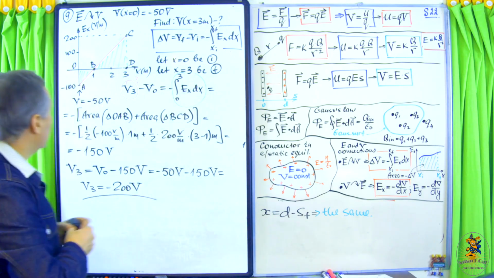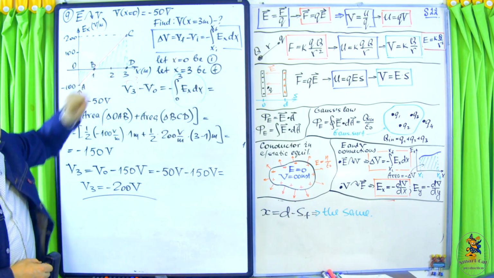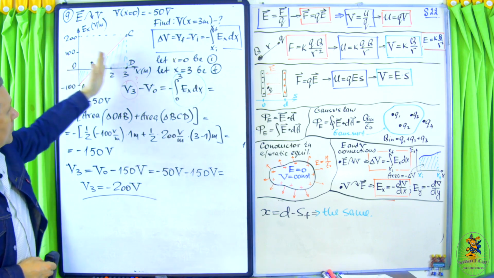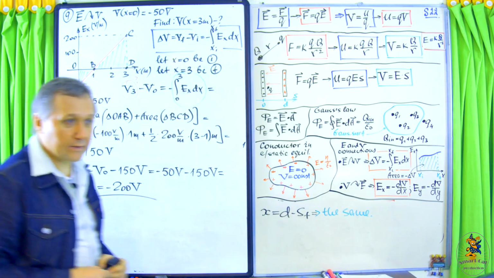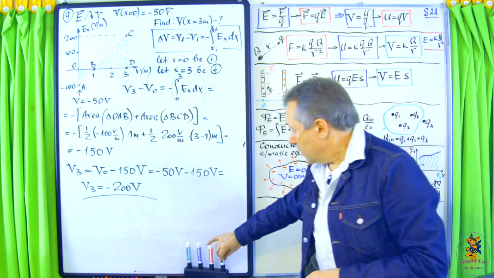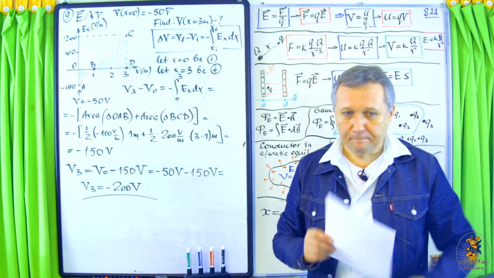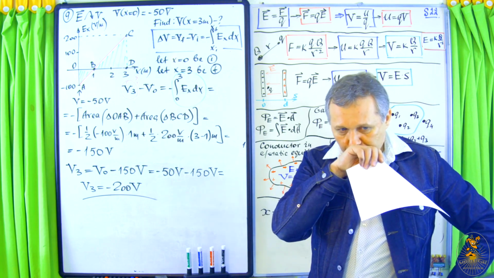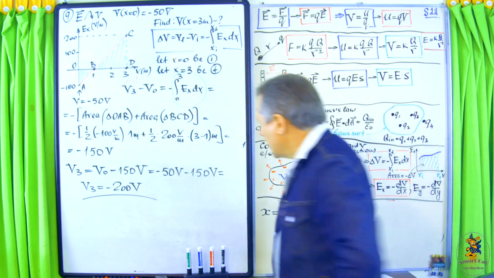So potential is going down. First at the origin, potential is minus 50, and then as you move to the right, potential is getting smaller and smaller. So at point 3 it is minus 200 volts. So you see, it's not so complicated. You subtract the 150 because it's negative, right? Okay, yeah, that makes sense.